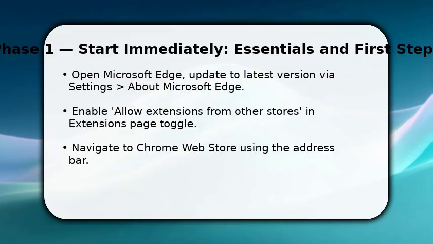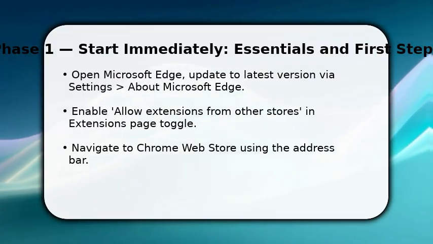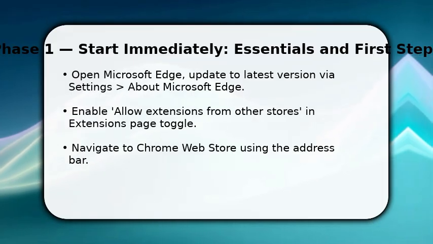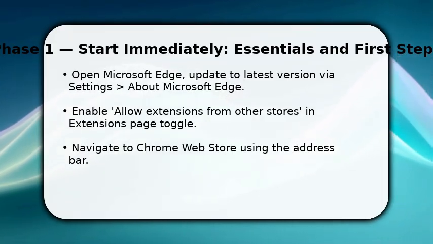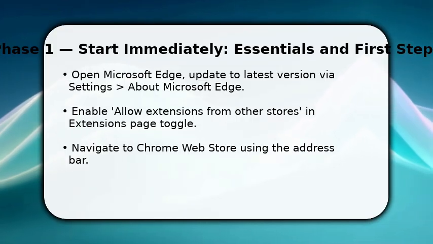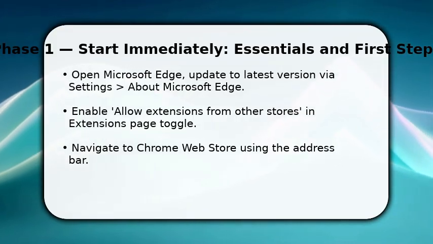You start by making Edge ready. Open settings and update to the latest build so extensions run smoothly. Once done, open extensions and flip the Allow Extensions from Other Stores toggle. This lets Edge accept Chrome format extensions.